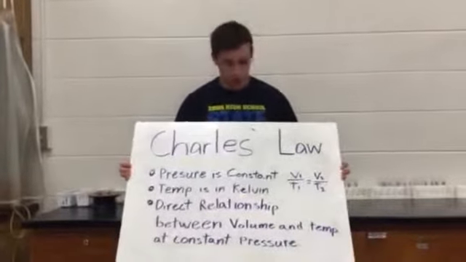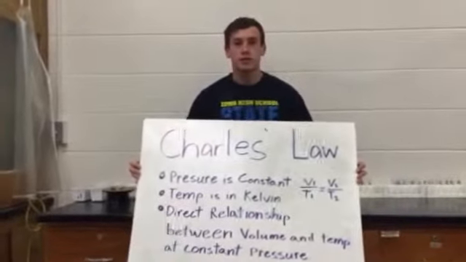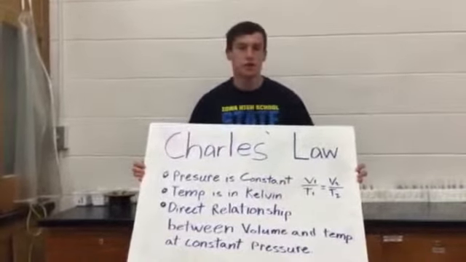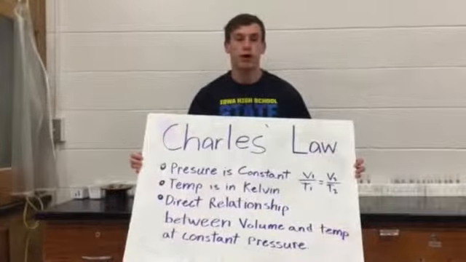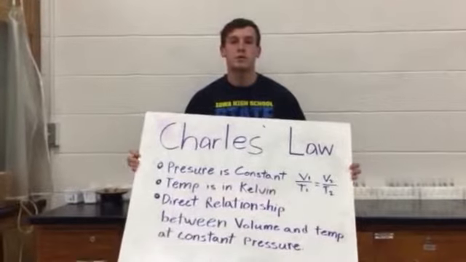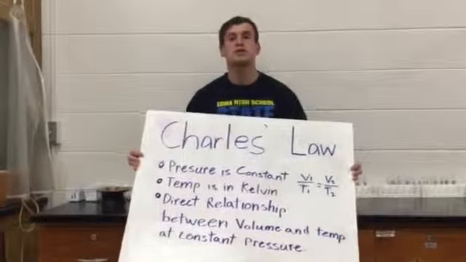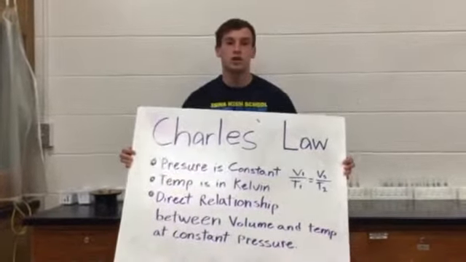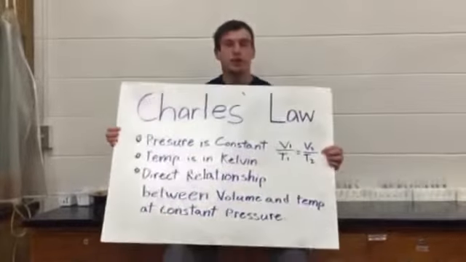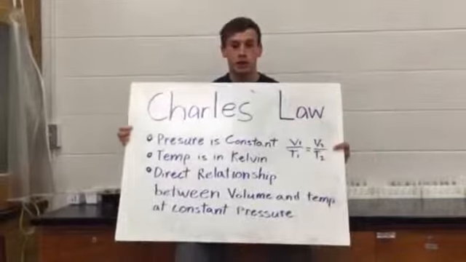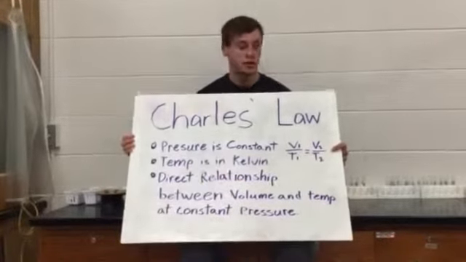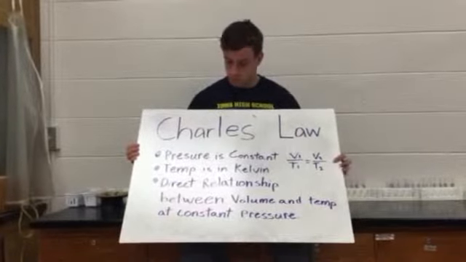Alright, in Charles' law, pressure is always constant, and what that will have is a direct relationship between the volume and temperature while that pressure is at a constant rate. And temperature will always be in Kelvin, which is Celsius plus 273. And so this will be your equation when you plug in your calculations that are given.